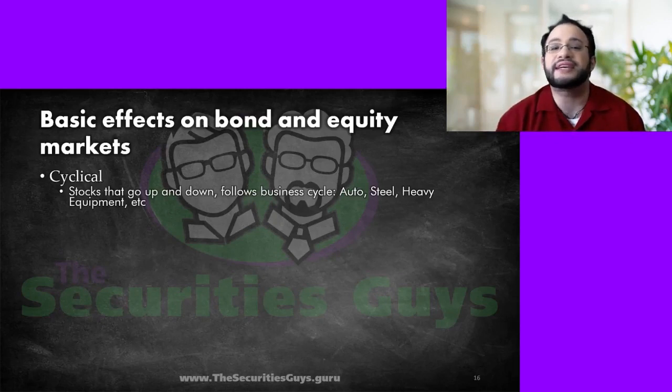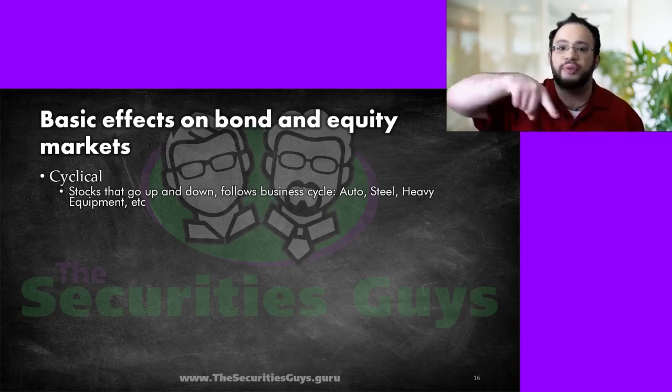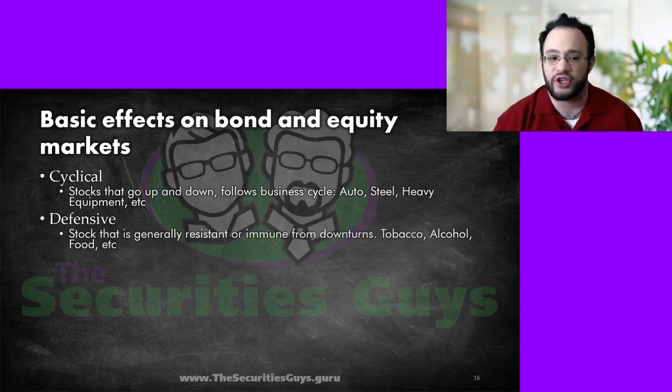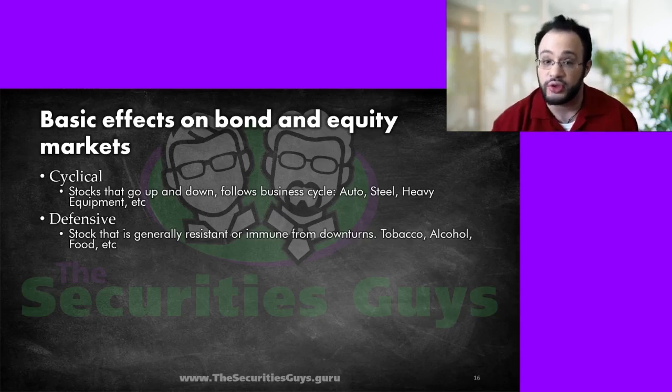Now, there are some basic effects on bonds and equity markets. We have cyclical events. These are stocks that go up and down. They follow the business cycle. Things like auto, steel, and heavy equipment. We have defensive securities. These are stocks that generally are resistant or immune from downturns. We want to think about tobacco, alcohol, food, utilities.